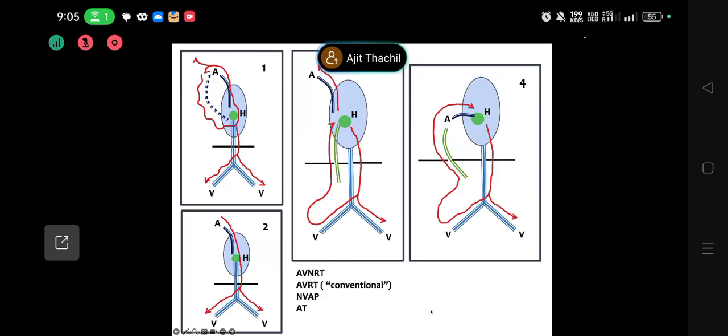If you understood these 4 pictures, you understood 50%. The other 50% is interpreting these pictures from electrograms.